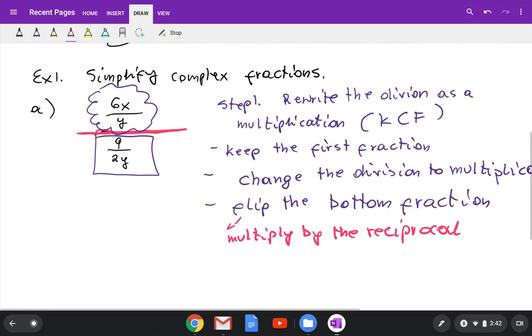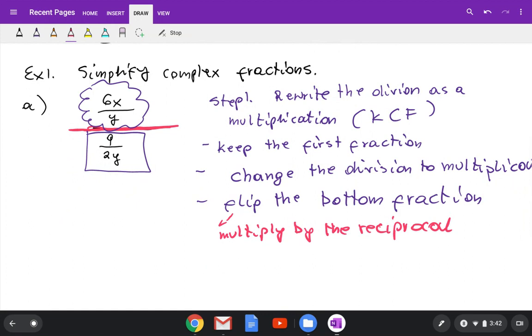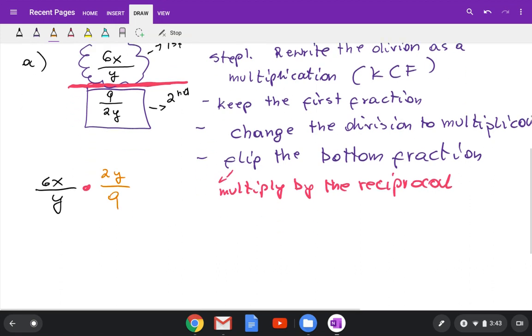And then we'll simplify. Okay, so hope you guys can see that this is the first fraction and this is the second fraction. So you have fraction divided by fraction, keep, change, flip. We're going to keep the first fraction, which is 6x over y. We're going to change this division to multiplication. That's C. And we're going to flip over the bottom part. So the fraction 9 over 2y, you're going to flip it over, so you'll end up with 2y over 9. So now this one looks much, much better.